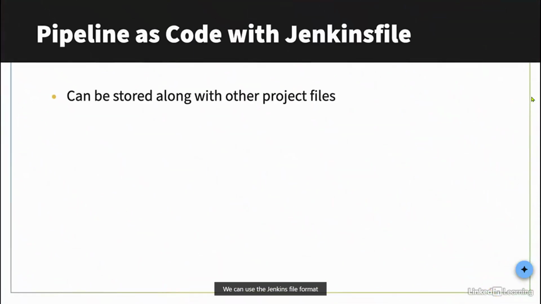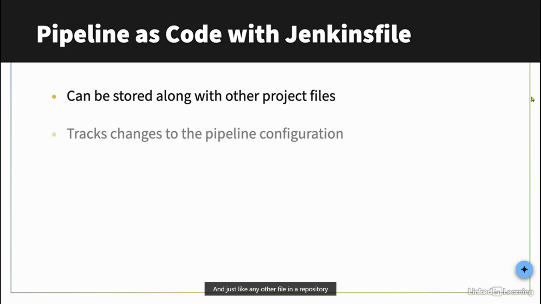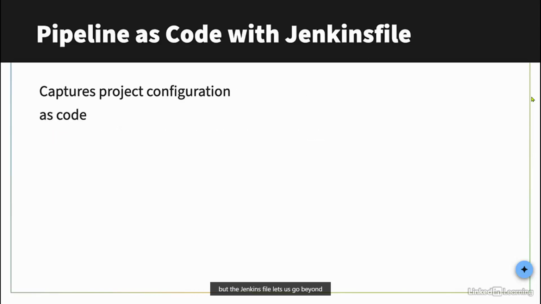We can use the Jenkinsfile format to capture our pipeline definition as code. And since this definition is a text-based file, we can store it along with any other project files in a repository, like code used to build an application. And just like any other file in a repository, we can track changes made to the pipeline definition.